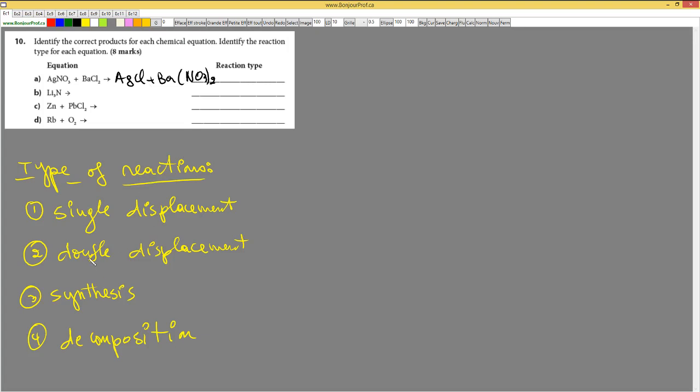Here, what reaction do we have? It is double displacement, because recall, we had Ag and Cl. Step back. We had Ag plus, NO3 minus, and we had Ba2 plus, Cl minus. And what we did: this one will go with this one, so this is one displacement, and this one will go with this one. This is the second displacement. So this one is double displacement.